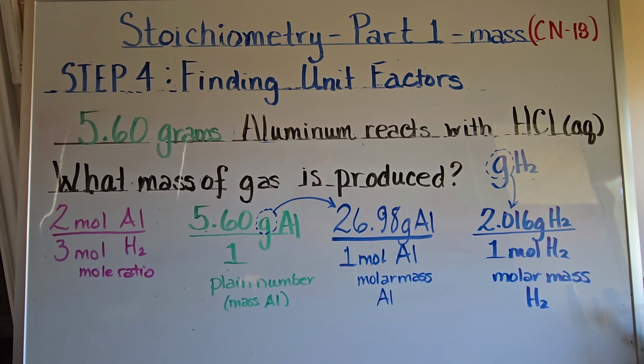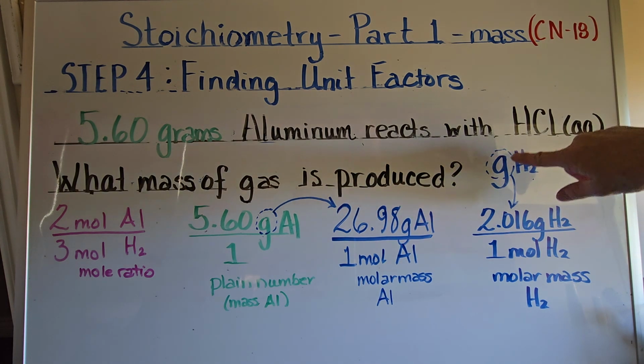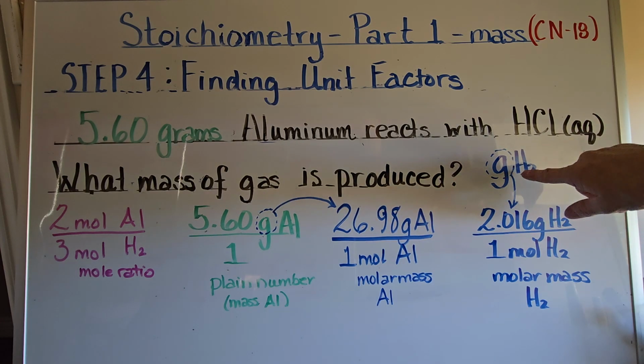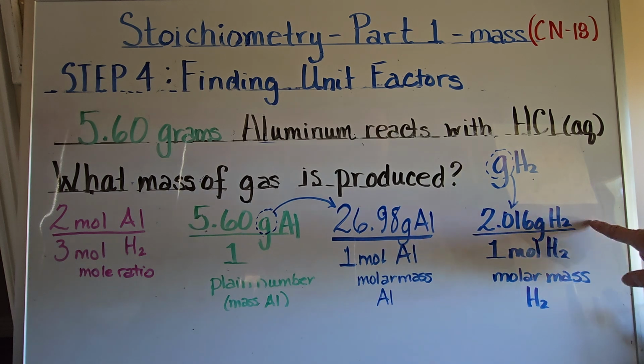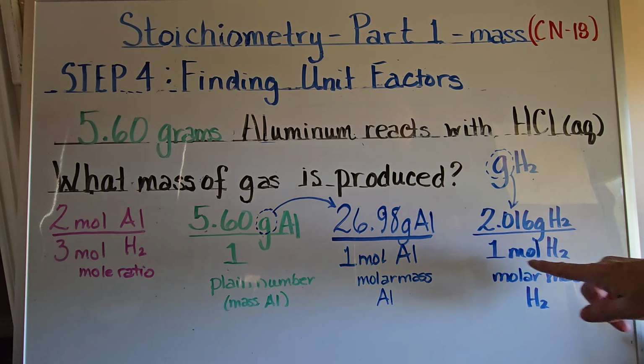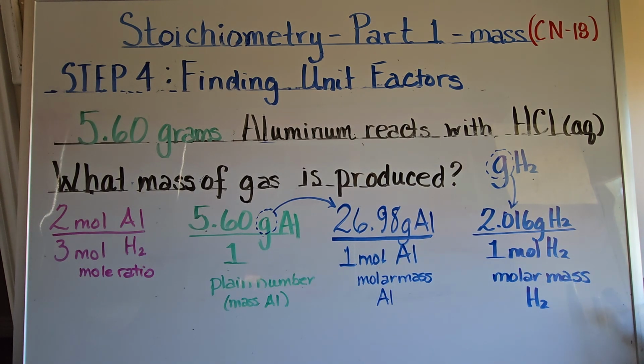Okay, I'm going to round out my unit factors. I'm going to look at my answer. My answer also has embedded in it another key word, grams, but this time it's grams of hydrogen. So I need the molar mass of hydrogen. Again, I calculate this. If you need help, go back to class notes 12, where we looked at calculating molar mass. And it's 2.016 grams of hydrogen per 1 mole of hydrogen. Remember, hydrogen's diatomic, so it's H2. So I now have my 4 unit factors that I need to proceed with my calculation.